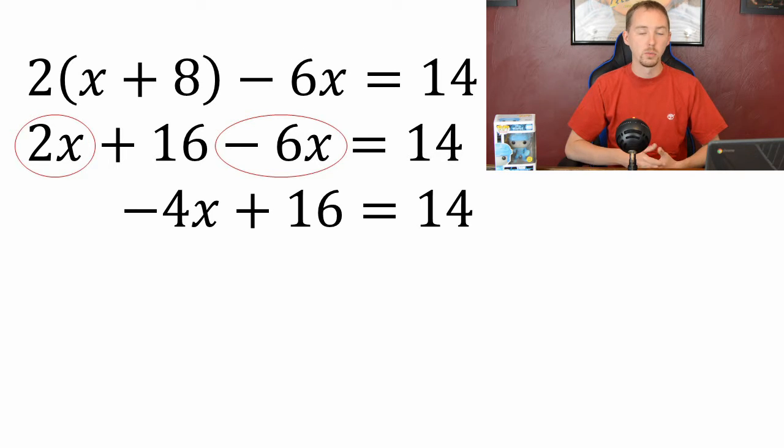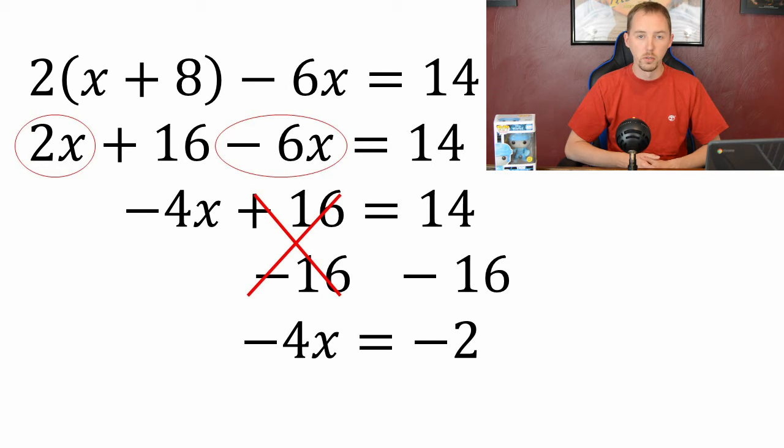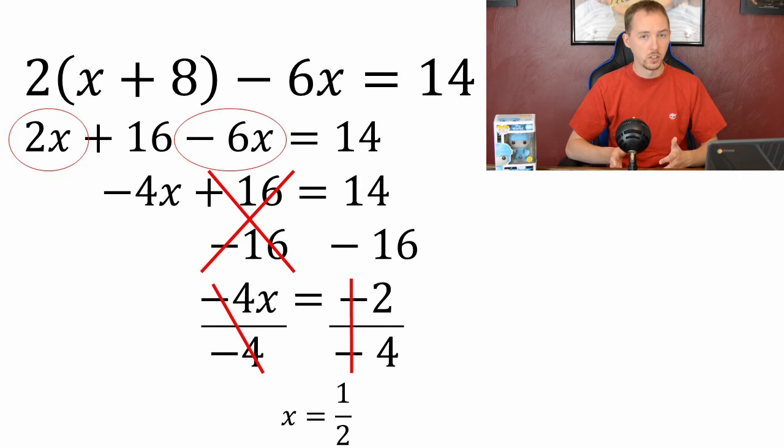So now we're going to subtract 16 from both sides. That gives us negative 4x equals negative 2. Divide both sides by negative 4. Because we're dividing by negative 4, the negatives will cancel. Remember, 2 negatives make a positive. So that gives us x equals 2/4, but really you need to reduce that down to 1/2. So our answer is x equals 1/2.